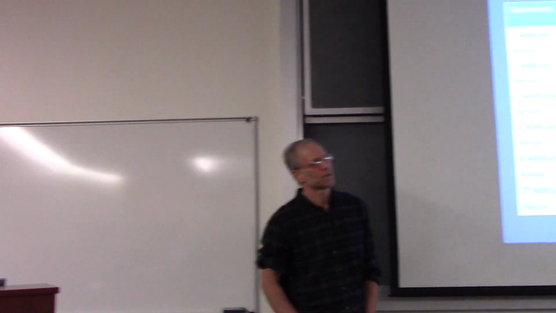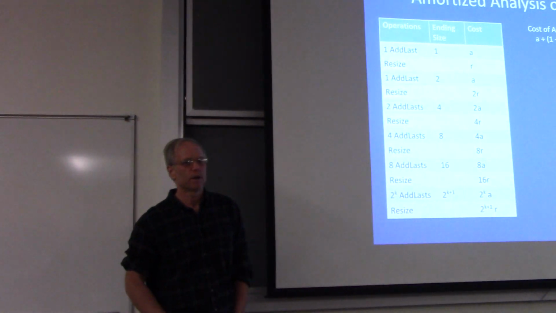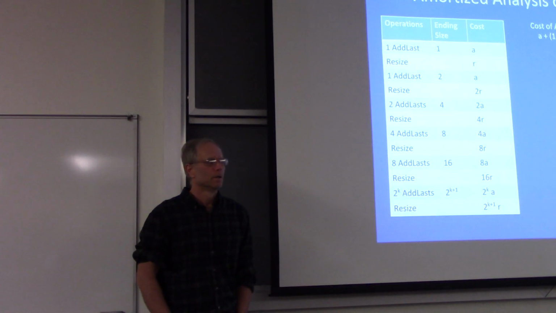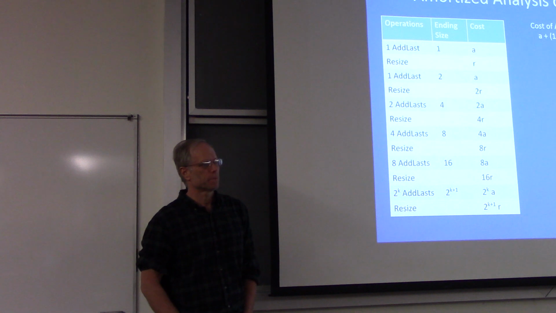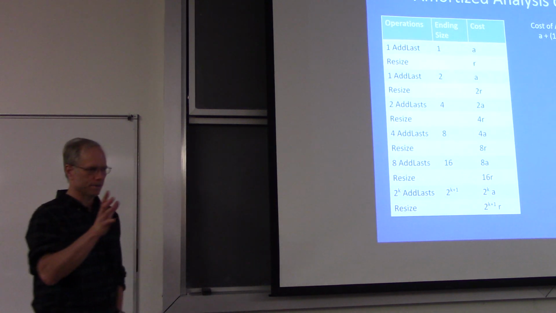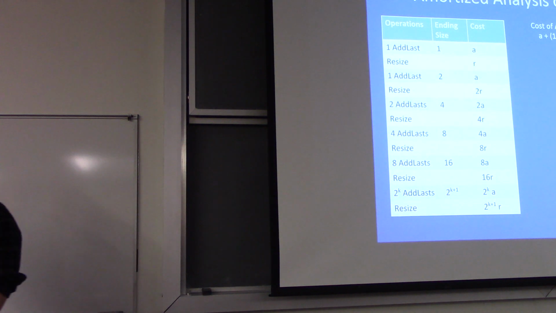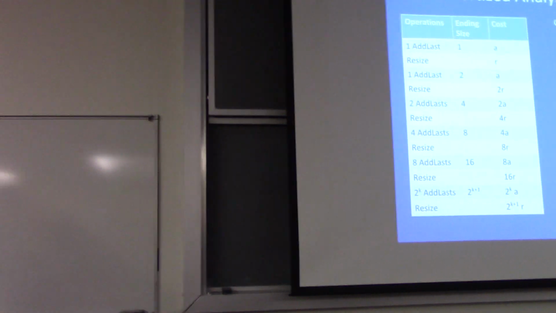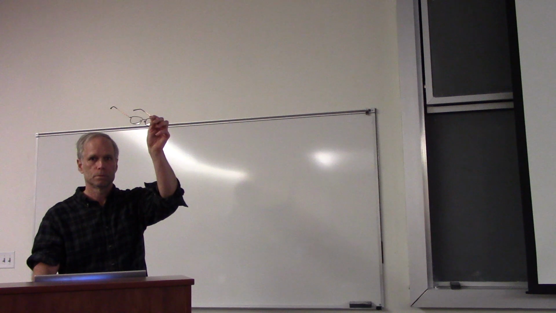What's 1 plus 2 plus 4 plus 8? 15. 1 less than 16. What's the pattern? It's 1 less than the next power of 2. That's sort of the handy thing to know, just like the sum of the first k integers is k times k plus 1 over 2. So I can replace the 1 plus 2 plus 4 plus 8 up to 2 to the k with what? 2 to the k plus 1 minus 1.